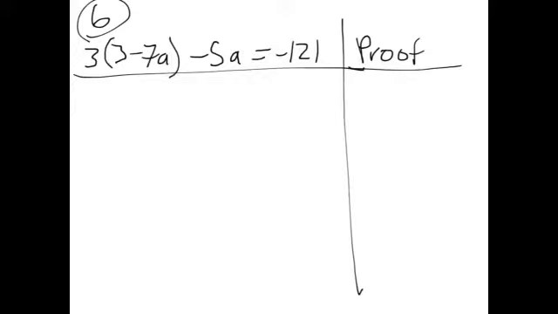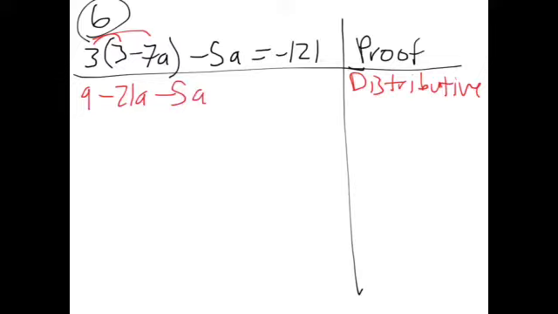Let's move on to 6 here. This 3 needs to get distributed, and that'll be our first step. So that's going to be the distributive property. 3 times 3 is 9. 3 times negative 7a is going to be negative 21a. And you still got subtract 5a, and that equals negative 121.